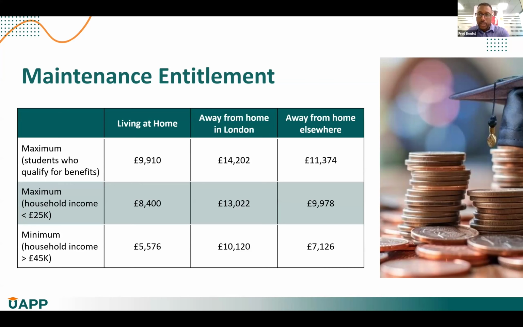Elsewhere would be if you're studying, say, for example, in Manchester, maybe in Birmingham, or other areas outside of London, then you'd be entitled to the last column, which is away from home elsewhere. And so that kind of gives you an idea of the maintenance loan. The most important thing to bear in mind is just that it depends on your household income. So there are no guarantees. Student Finance will review your application based on all the information that has been provided, and then they will decide how much award they'll give you.